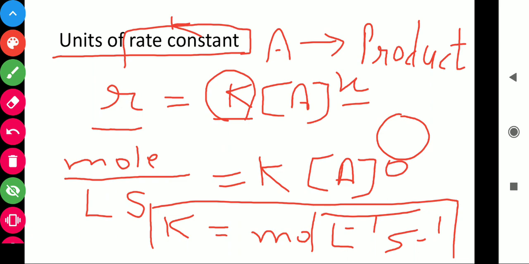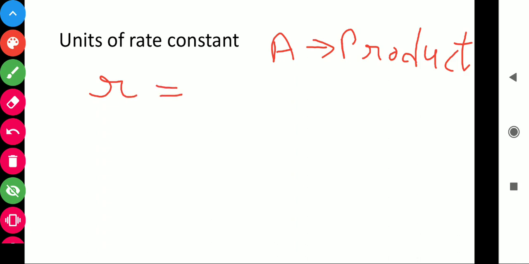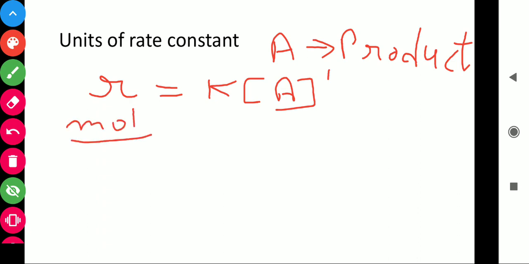Now the next one, here we will take a first order reaction. Again the reaction is the same, A gives product, and we consider ये reaction क्या है? This is a first order reaction. अगर ये first order reaction है, then we will write R is equal to K, A to the power 1. Okay, again we will keep the units. This is the rate, mole per liter second.